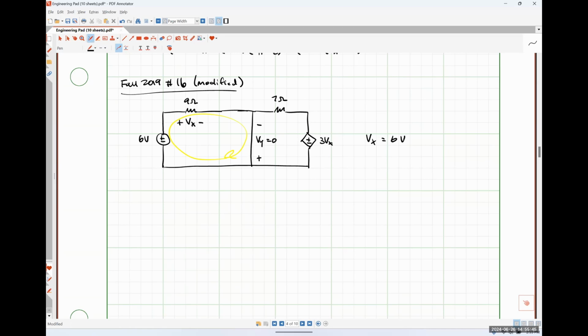What's next? Can you work out that problem the regular way? Sure. Y has positive polarity on the bottom, negative polarity on top. Okay.